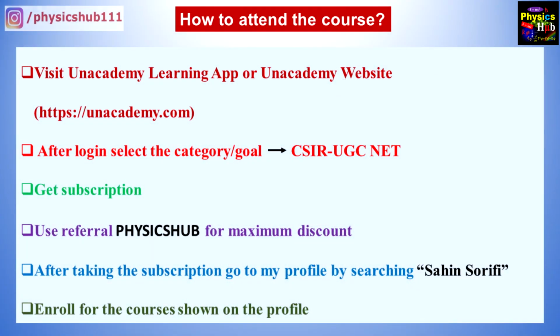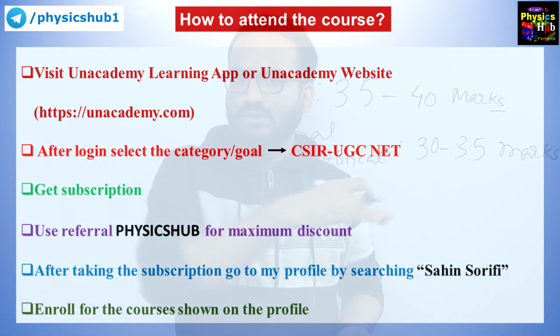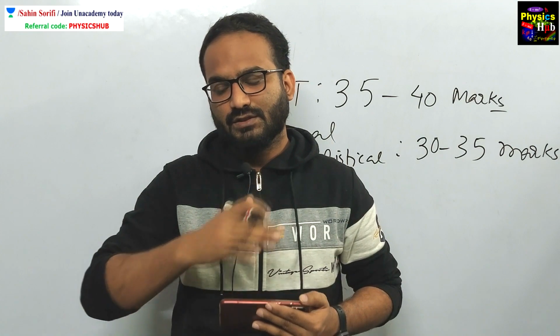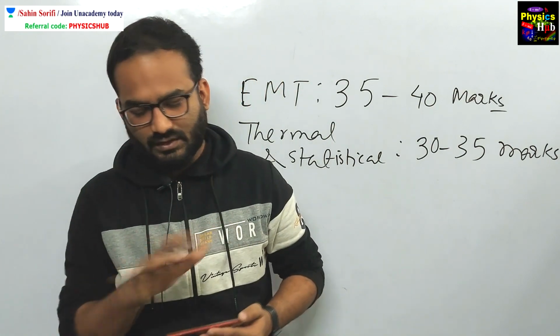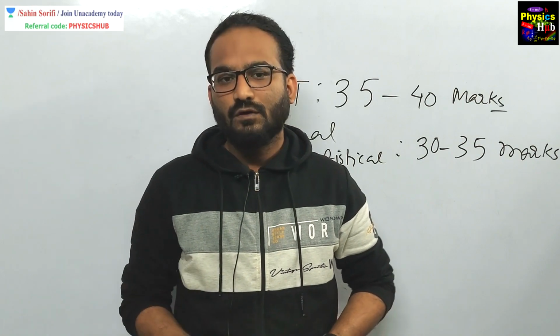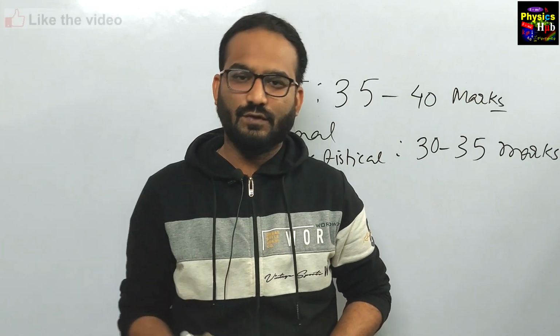After taking the subscription, you can search with my name on the Unacademy Learning app or Unacademy app. You can search for Sahin Sorifi, SHIN SORIFI, and you can get my profile. In the profile, you can enroll for all the courses which are there. You can watch all the previous old lectures, as well as the upcoming lectures, till your subscription is valid. You can watch, attend and download all of the things, and all the course links are given in the description. You can go and check out the links, and you can enroll for the course.